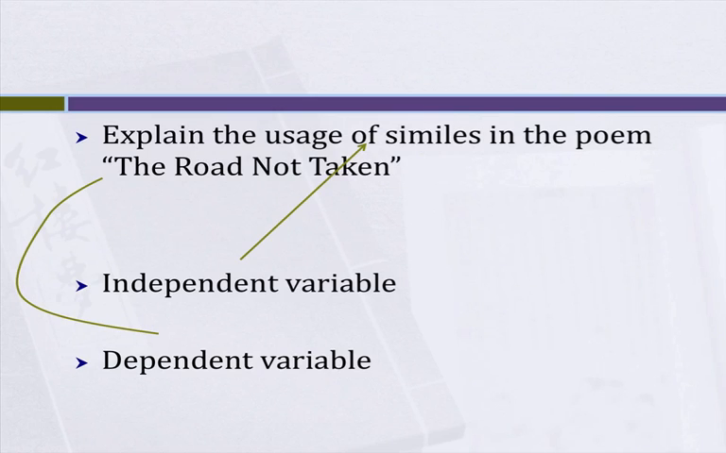Here's another example. Explain the usage of similes in the poem The Road Not Taken. The part of this question that doesn't change is the definition of simile. It's always going to be comparing two things using the word like or as. And then the dependent variable, the thing that does change, is the text we are applying that to. So in this case, it's examine the usage of similes in this poem. But maybe next week's prompt is examine the use of similes in something else. And so we're going to have a different paper.